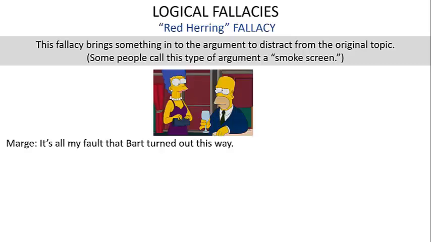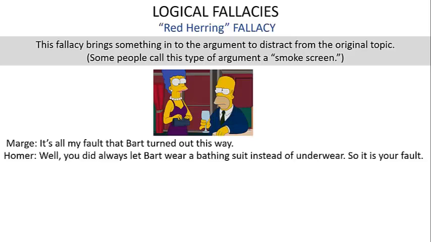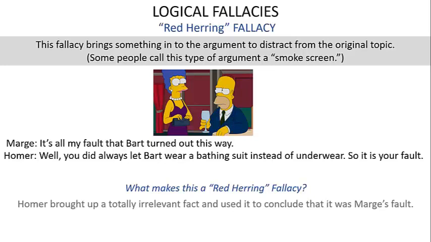Marge says, "It's all my fault that Bart turned out this way." Homer, "Well, you always did let Bart wear a bathing suit instead of underwear, so it is your fault." What makes this a red herring fallacy? Homer brought up a totally irrelevant fact and used it to conclude that it was Marge's fault.